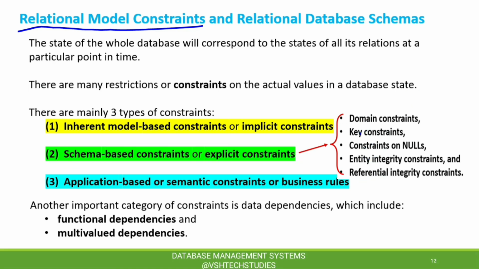Apart from these, we have another important category of constraints, that is data dependencies, which includes functional dependencies and multi-value dependencies. These two come under the topic normalization of relations. Next we shall see all these constraints one by one.